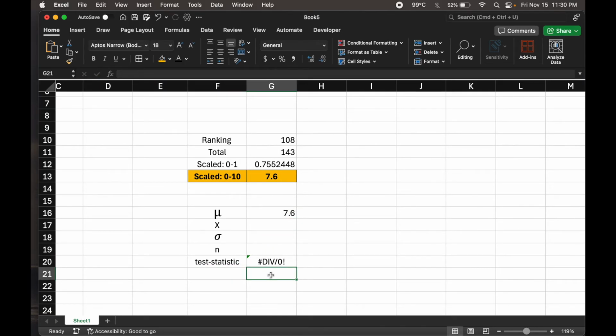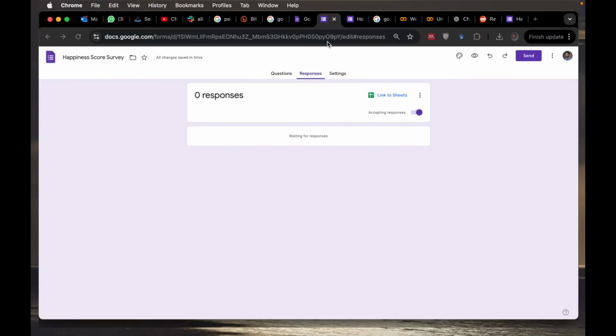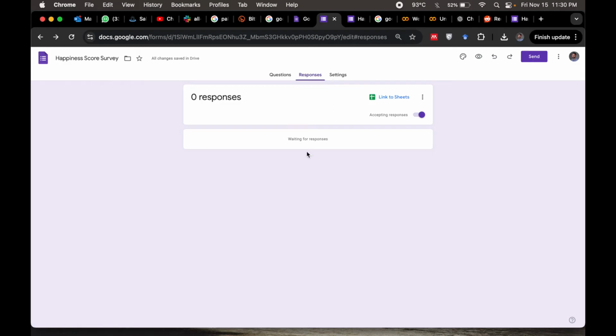And what would be my p-value then? P-value in case of normal distribution, and then there will be a p-value if there is a t-distribution, right? It depends on what my n is here at this point in time. And we might as well use some random numbers just to see how we do, as we do not have any responses yet. So we'll just use some bunch of random numbers.